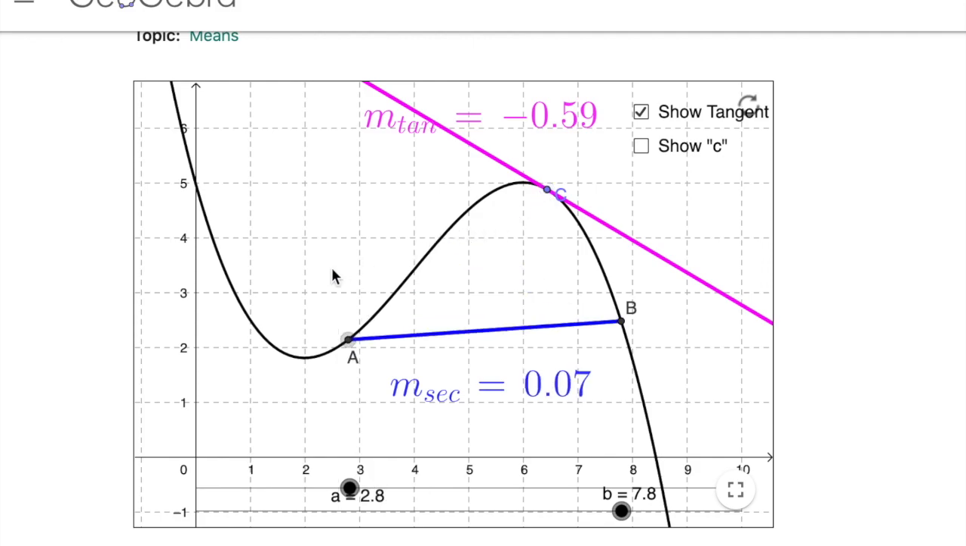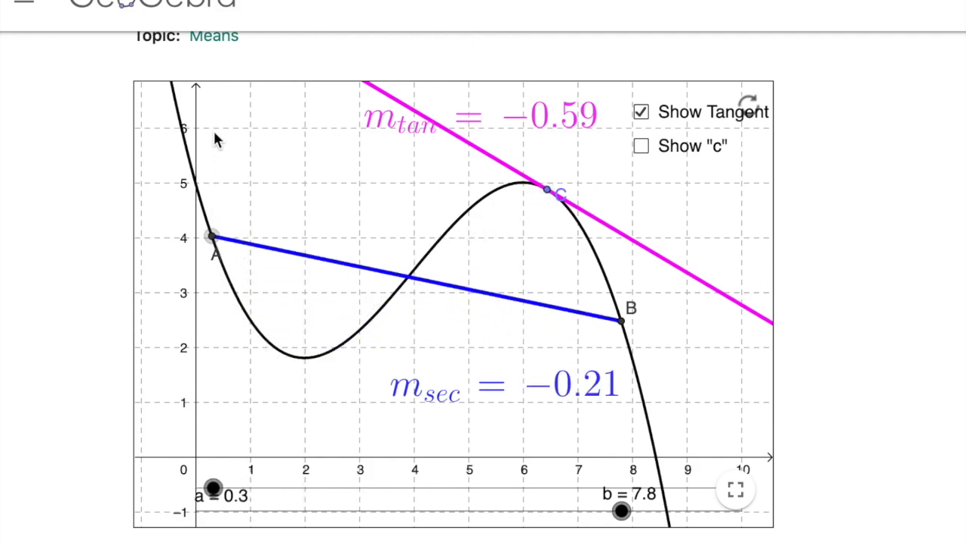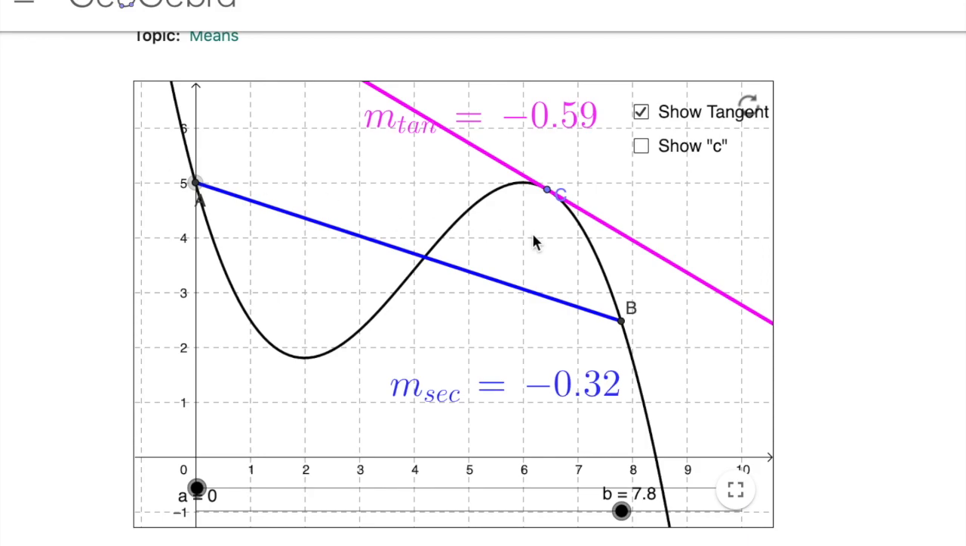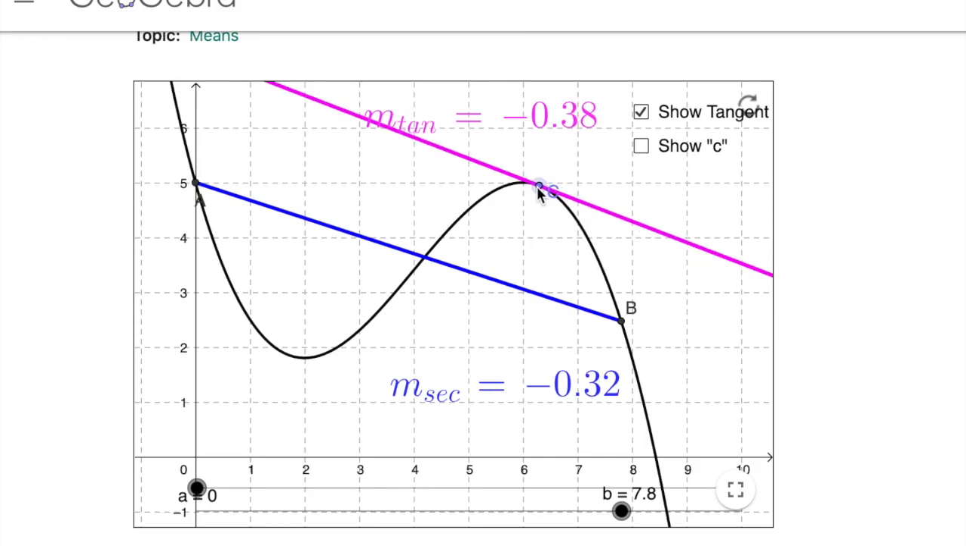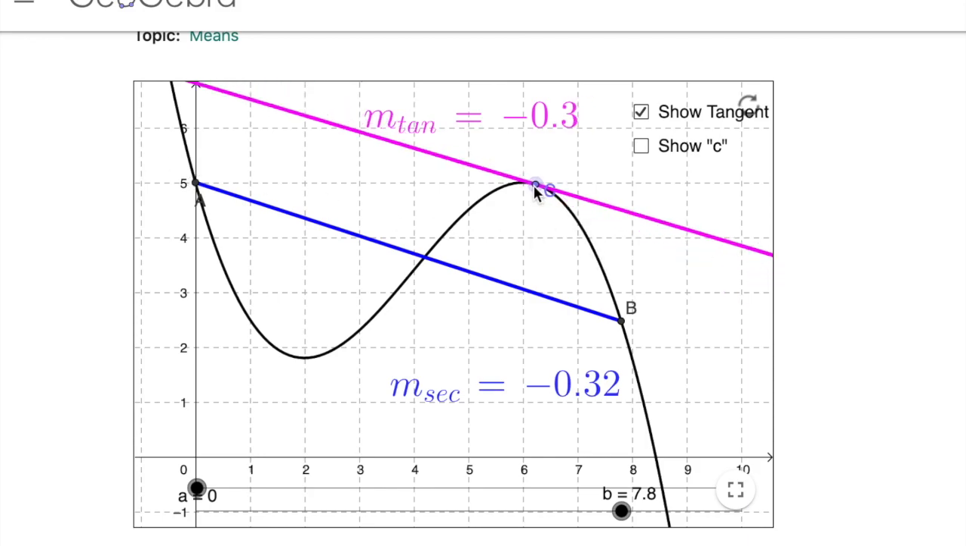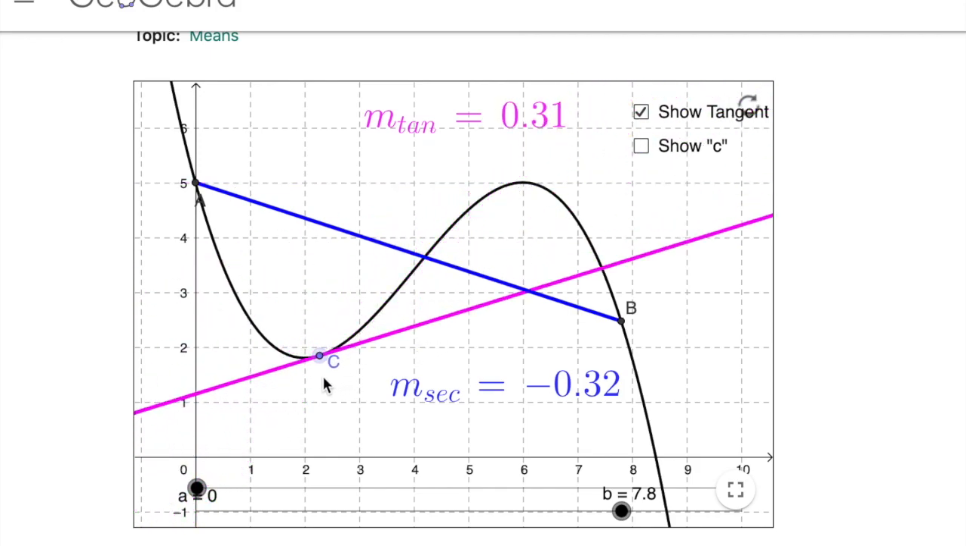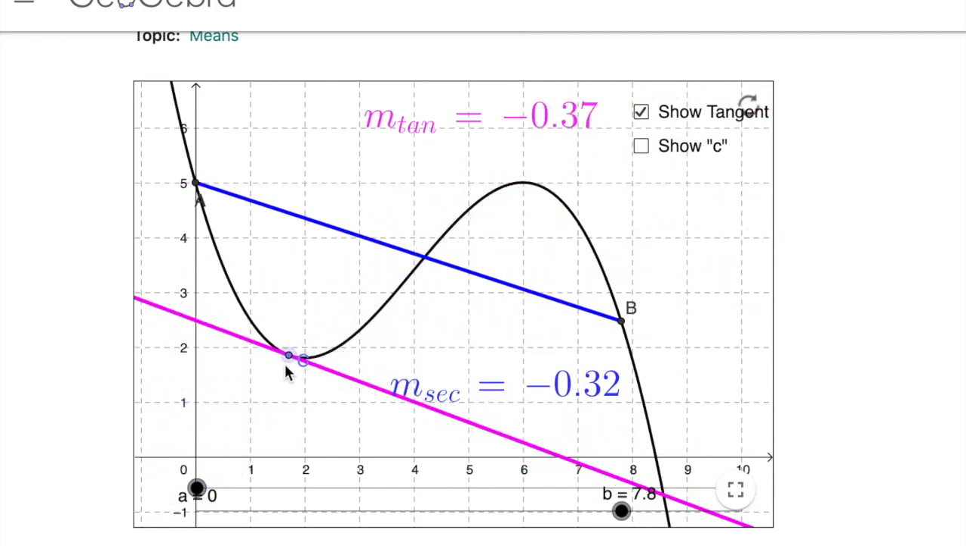And if I make the interval big enough here, then there'll be multiple times. There's one right around in there, and then there'll be another right around in here. But there has to be at least one, and that's the main idea.